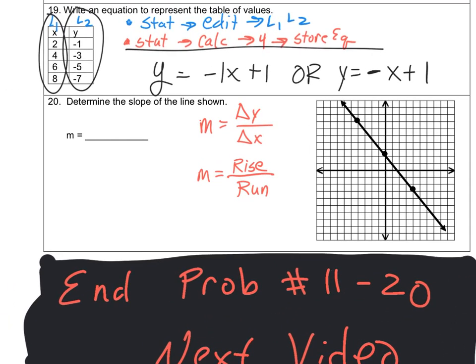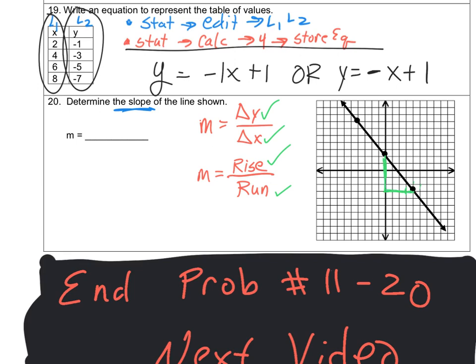Taking a look at problem number 20, it says find the slope of the line. Well, if I want to find the slope of the line, I know the slope is the change in y over the change in x, which we remember as rise over run. So I can pick any 2 points I want. I'm going to pick this point and this point. And I just draw my triangle. It doesn't matter how I draw my triangle. I can draw it below or above.